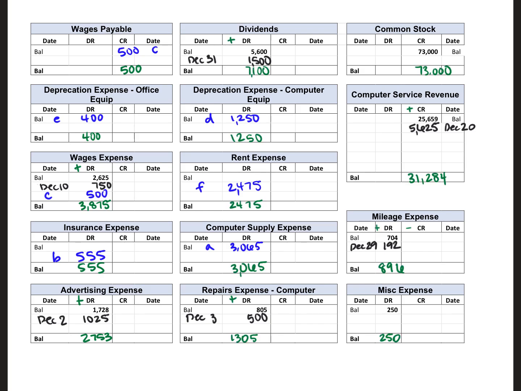All right, now that I've added all the balances to the bottom of every single account, what's happening next is I'm going to take the balance at the bottom of each account here, and I will create what we call an adjusted trial balance. This is just going to ensure that I didn't make a mistake, to double check that my debits and credits after all these entries have balanced.